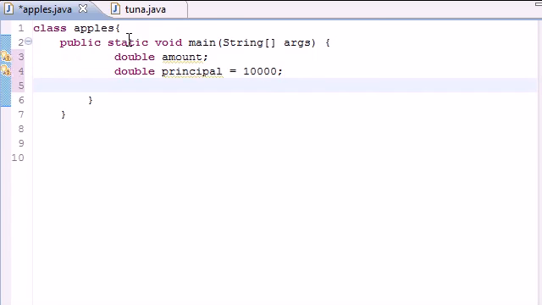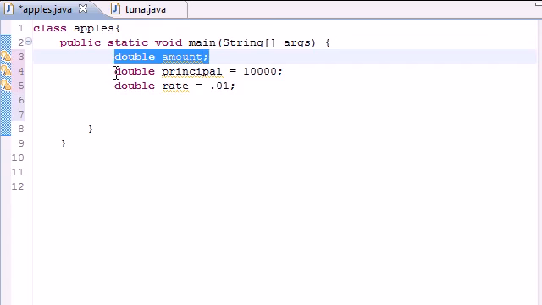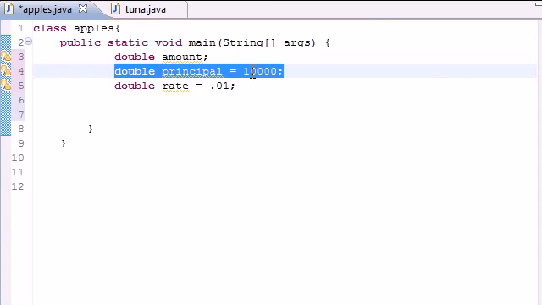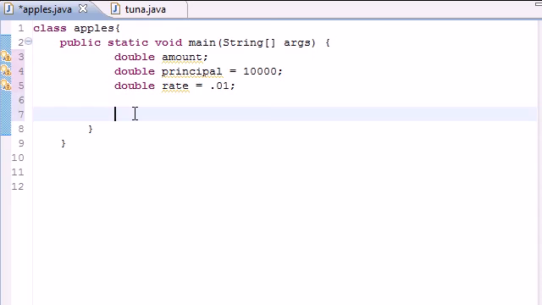10,000. So we have the amount, the principal, and the last thing we need is the rate. So double rate equals 0.01, since I'm gaining subscribers at 1% a day. So now that we have the amount, which we're solving for, the principal, the value that I'm starting with, and the rate, 1% a day, we can go ahead and make a for loop to build this program.